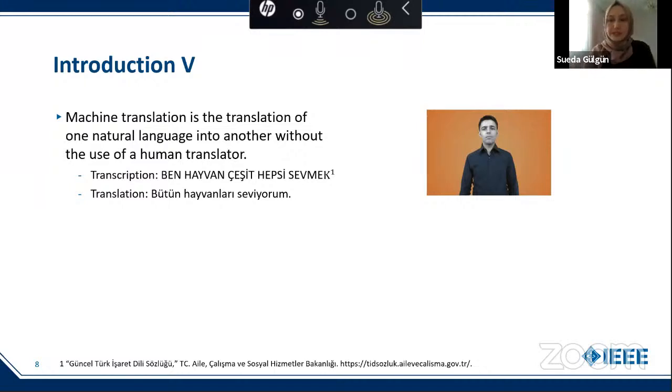Although Turkish Sign Language is the language used by hearing impaired individuals living in Turkey, it has a grammatical structure that is quite different from Turkish. For example, the transcription of Turkish sentences is expressed in this way, despite the fact that they are both made up of Turkish words.